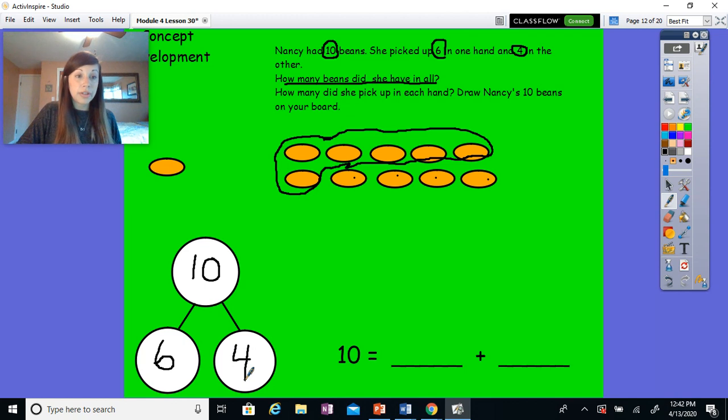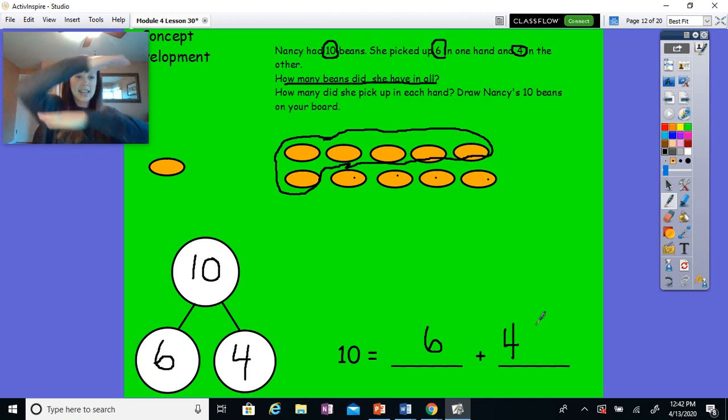Excellent. So the only other thing I have left to do is to write my parts in my number sentence. Now remember, my whole is already there. I just have to take these 2 parts and plug them in. So I'm going to put 6 and 4. Okay, help me read. 10 equals 6 plus 4. 10 equals 6 plus 4. Excellent. Let's try one more together.